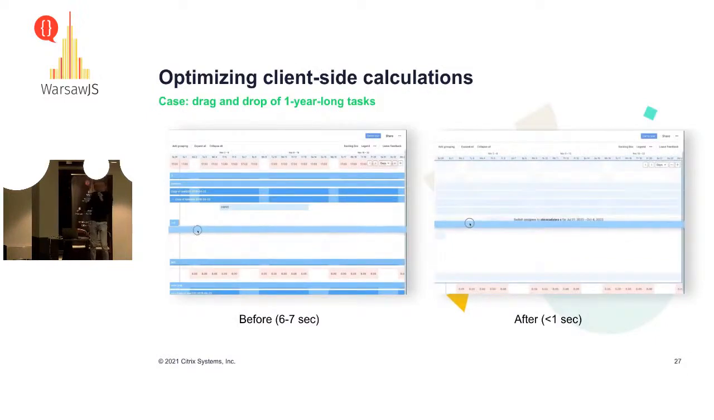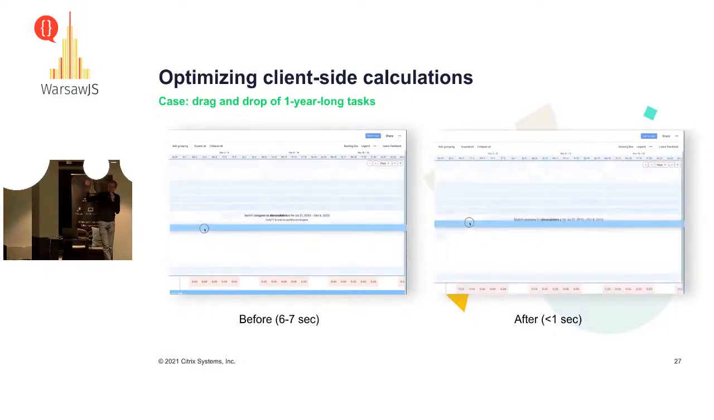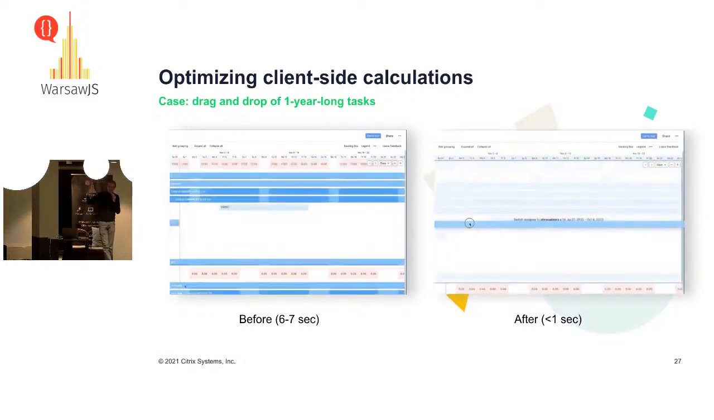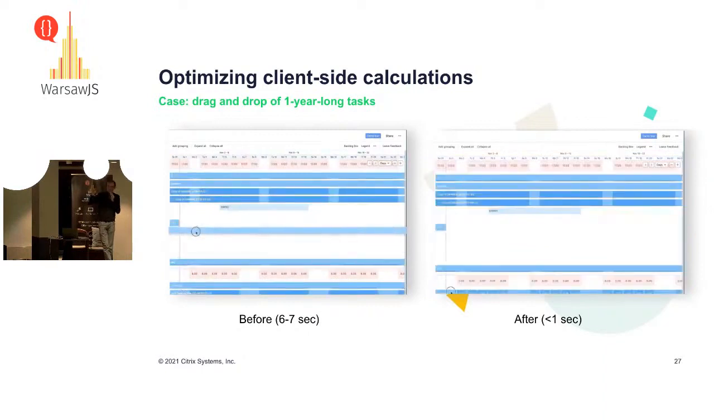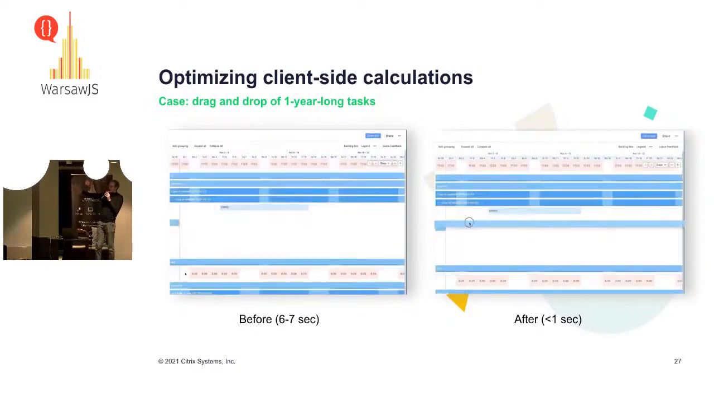For example, it was pretty nice to see it for yellow world tasks. In the real world, most likely customers don't have a 1 year long task. It almost doesn't make any sense. But in a testing environment, you see 1 second versus 7 seconds.